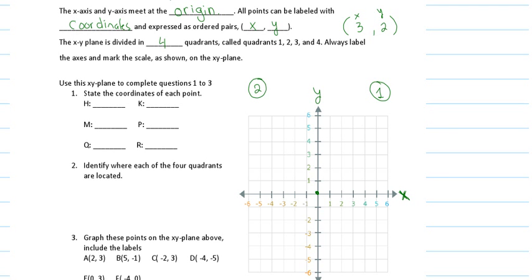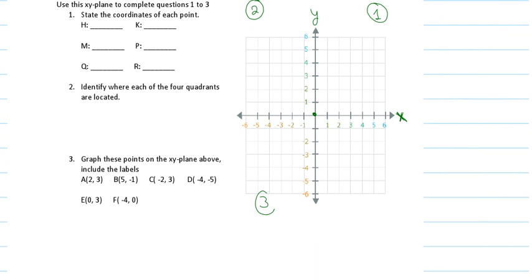Okay, which one is negative in quadrant 2, x or y? X is negative in quadrant 2. Y is positive, right? How about quadrant 3? Which ones are positive, which ones are negative? The x is negative. How about y? It's still negative. Both of them are negative. Okay? So both x and y are negative in quadrant 3. How about quadrant 4? Which one is positive? Just x. Y is negative, right?